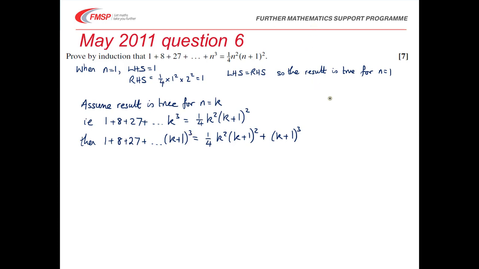It might be worth at this point just making a note of what you're aiming for, but making sure that this is clearly aside from your proof and not part of it. We're aiming to get this result with k plus 1 instead of n. So that would be (k plus 1) squared, (k plus 2) squared. And I'm putting that as a very clear aside.